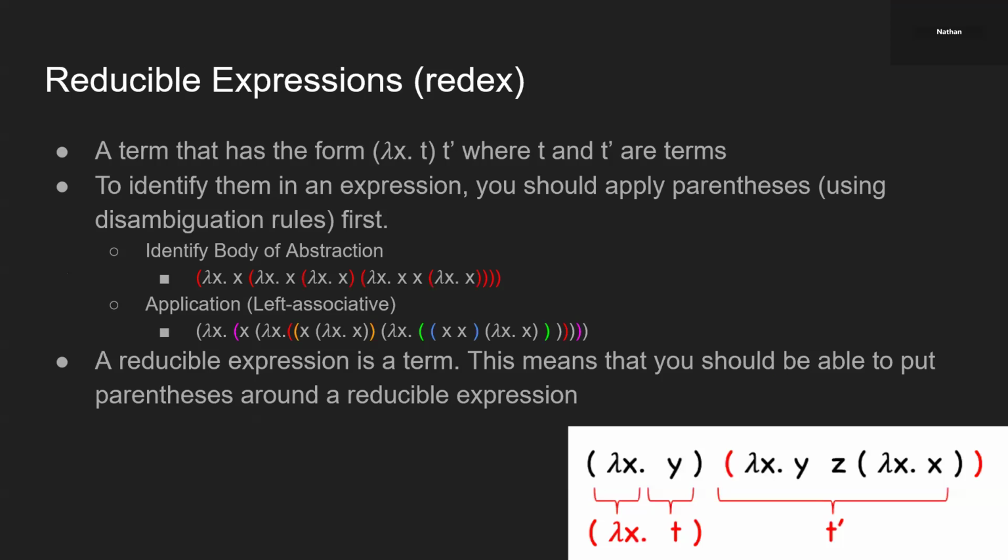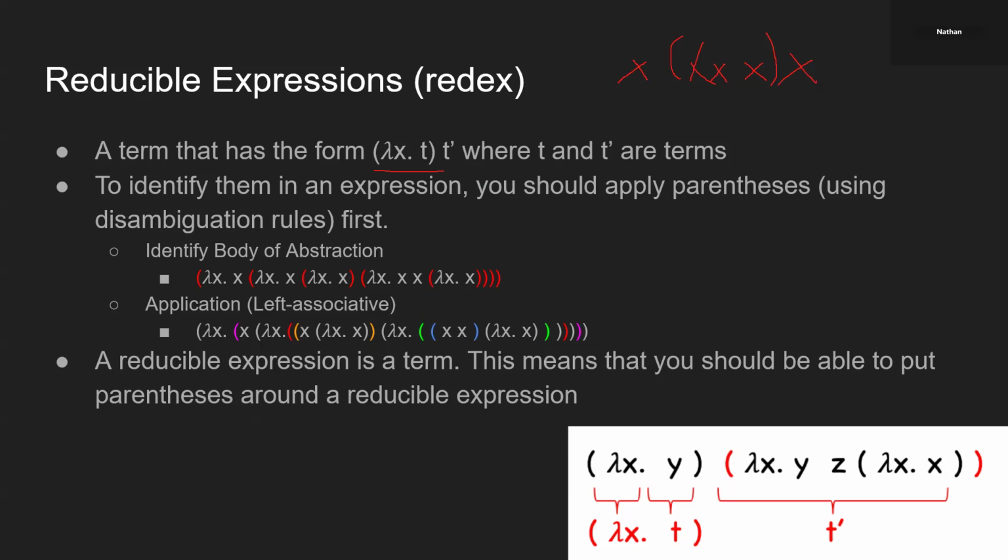Okay, redexes. This is probably the part where people start having a lot of issues, but it's pretty simple once you learn how to apply those two disambiguation rules, because we use those disambiguation rules, specifically the parentheses, to locate these redexes. It makes it so much easier. It should be noted, a redex has the form of lambda x t t prime, where t and t prime are terms. It has to be in this form. Something that is not acceptable is, for example, x, lambda x, x, and x.